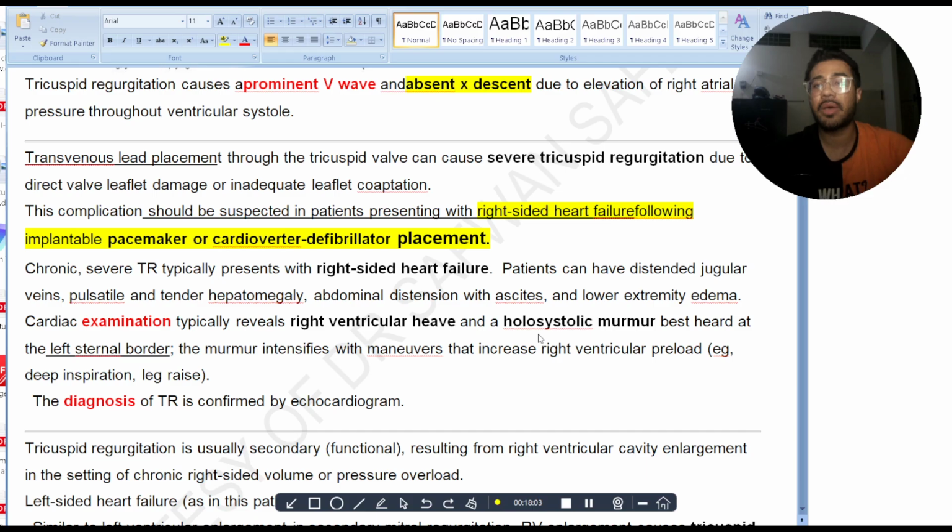and the quality of the murmur would be holosystolic, that is constant throughout the systole. When the ventricles are contracting, there's a constant noise due to the backflow of the blood from the tricuspid valve. The murmur intensifies with maneuvers that increase right ventricular preload, for example deep inspiration, leg raises. So why does the murmur increase with increased preload? With increased preload, more blood flows from the atria to the ventricles, and when the ventricles contract, there's more backflow. So that is why the murmur intensifies.